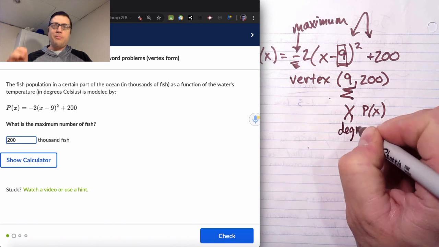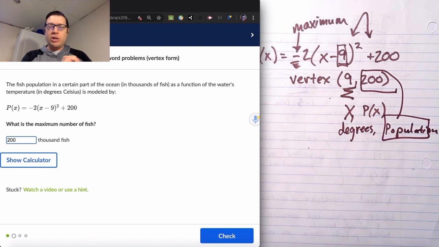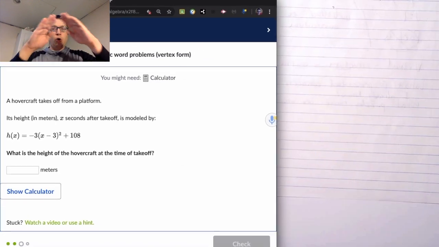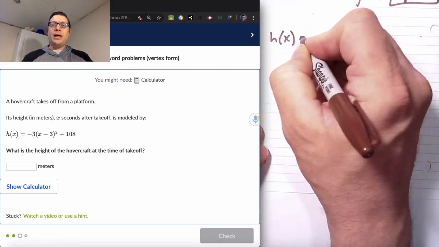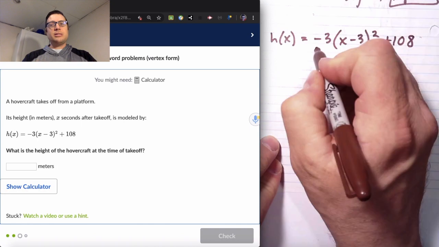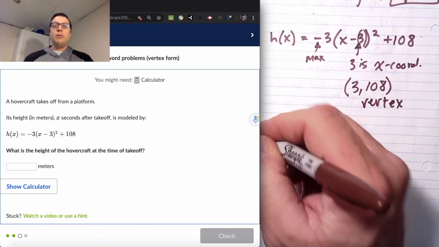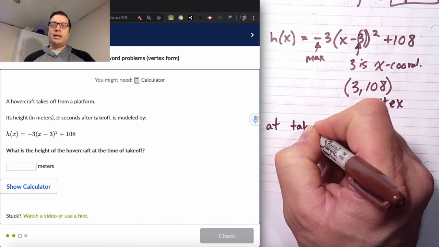Feel free to mute me, pause it, go back and watch it again, scrub to where you need to see the solution. The point being is that they're all negative, which means that they all have an open-down parabola shape. And if you see a minus sign on the inside, that minus 3 is the location of the maximum, but 108 is the actual maximum.